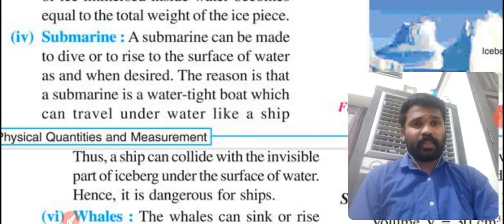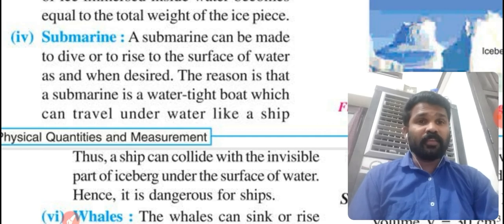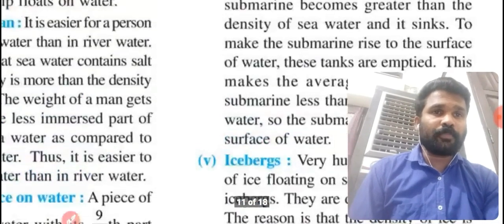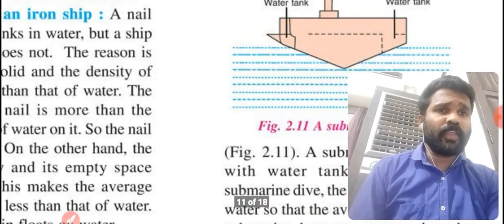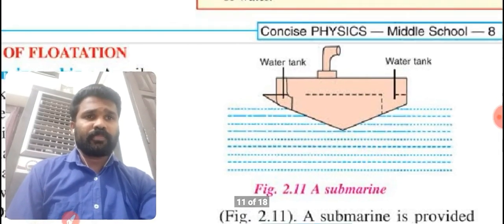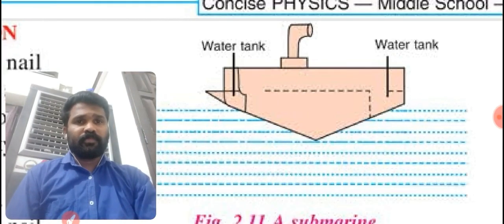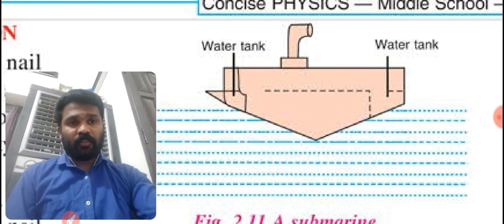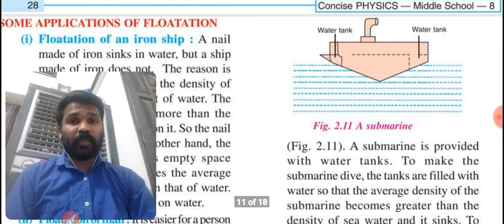A submarine can be made to dive or to rise to the surface of water as and when desired. The reason is that a submarine is a watertight boat which can travel under water like a ship. Here we can see a diagram, a model of a submarine. So, what is the concept behind it?